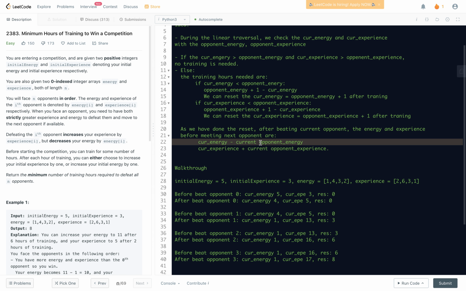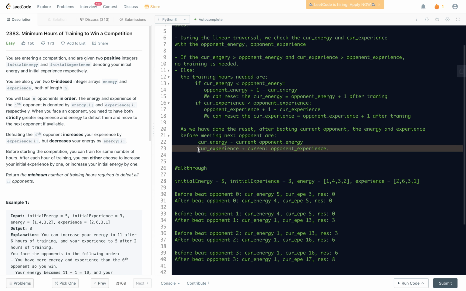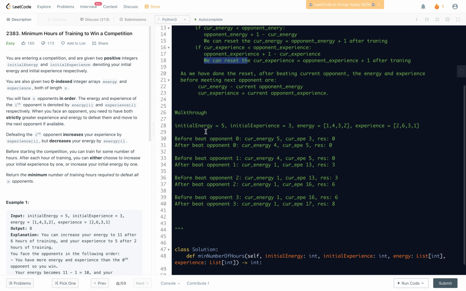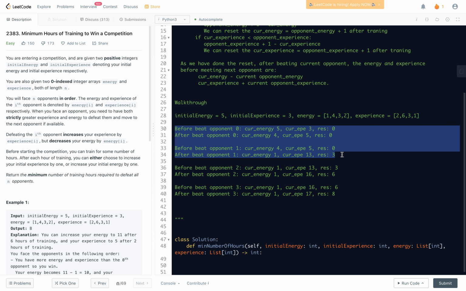After we do the reset, once we beat the current opponent, the energy and the experience we have are the following: the current energy minus the current opponent energy, and the current experience plus the current opponent experience. Notice that the current energy and the current experience are after the resets in the above if conditions. With that said, after the linear traversal, we get the desired training hours.